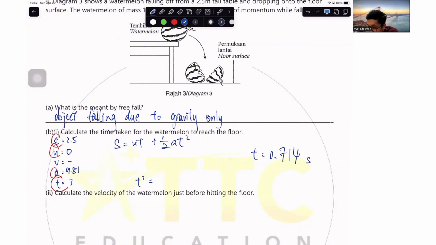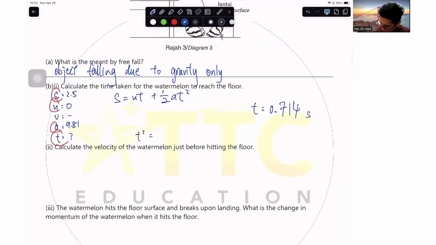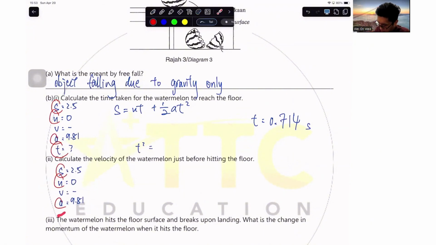Okay, seconds. All right, now calculate the velocity of the watermelon just before hitting the floor. Okay, so I do the same thing but now I want V. I said just now why I don't want to use the T even though I already got the T, because in the exam I don't know whether this T is correct or not. So I better use back the same numbers that are given to me.